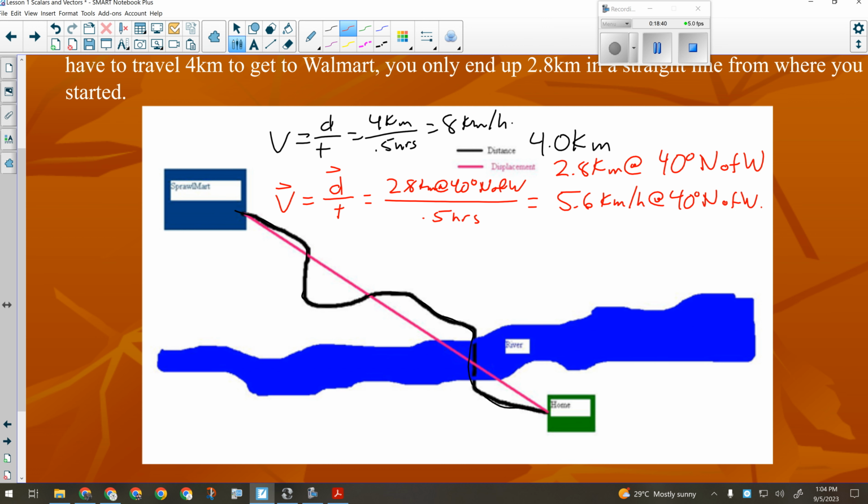What's my displacement? 0. Remember, displacement measures your change in position. My starting position was home. My ending position is also home. I haven't changed my position if I come back to where I started. Therefore, my displacement will be 0. What would my speed be? Still 8 kilometers per hour. I walked home along exactly the same route, and it took me exactly the same amount of time. I've gone 8 kilometers in 1 hour. My speed is still 8 kilometers per hour.